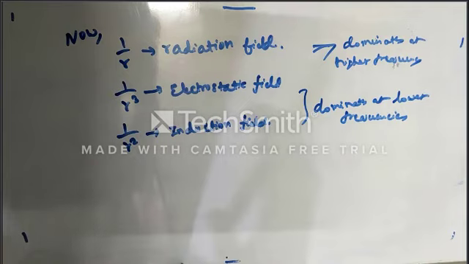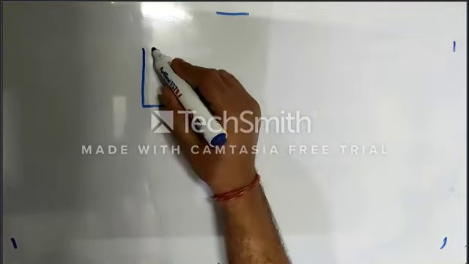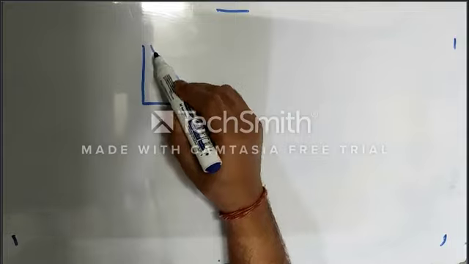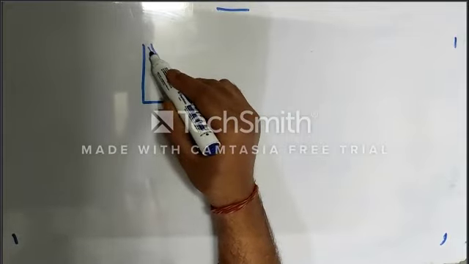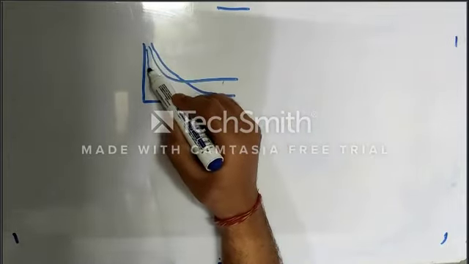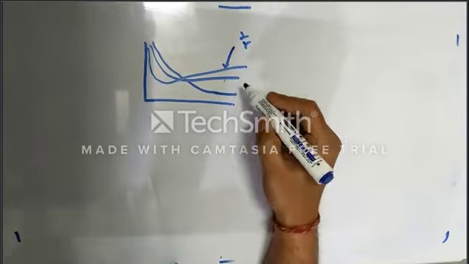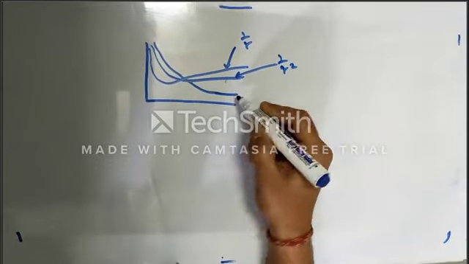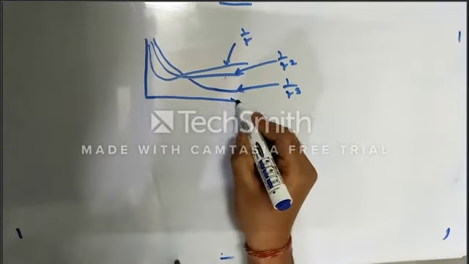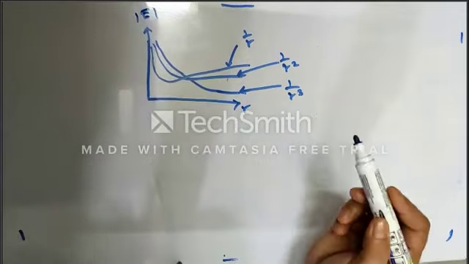The plot which I was talking about, if you calculate the slope, it obeys 1 by r cube, 1 by r square, and 1 by r. So the intersection point, as you can see, is basically nothing but lambda by 2 pi, as a function of r and magnitude of electric field.